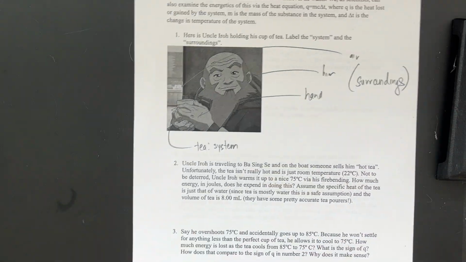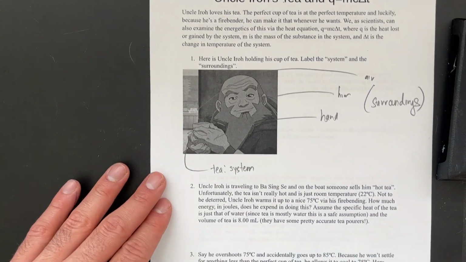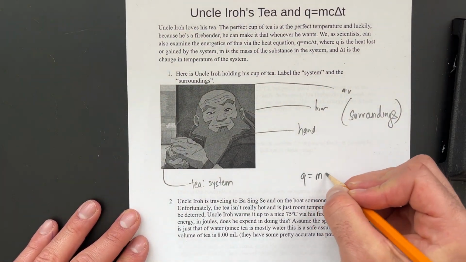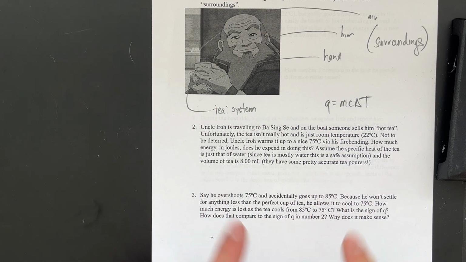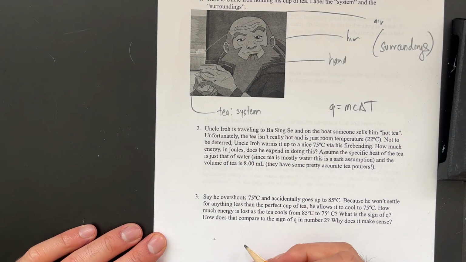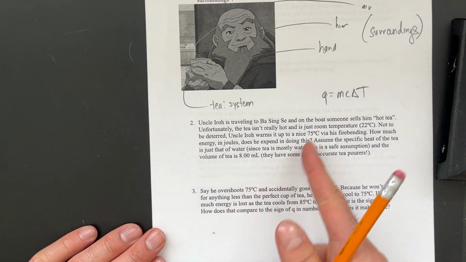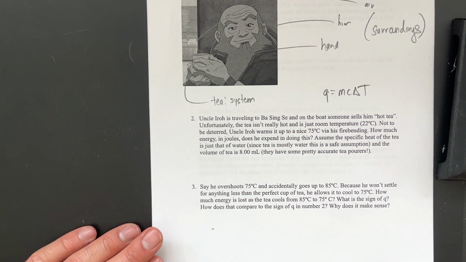And so what I wanted for us to do is to use that equation, Q is equal to MC delta T, in order to calculate the amount of energy he uses in order to heat up his tea. And so here, we can read through this problem and try to figure out what M, C, and delta T are to calculate Q.